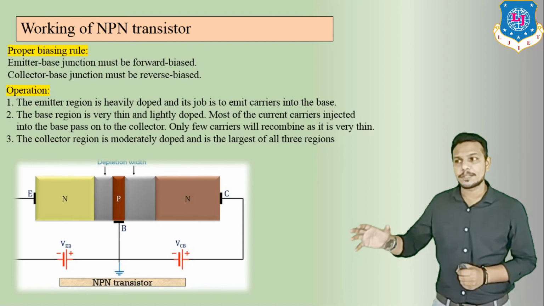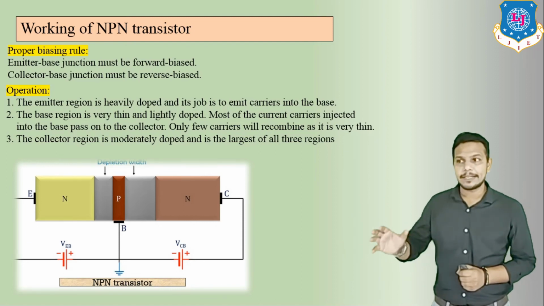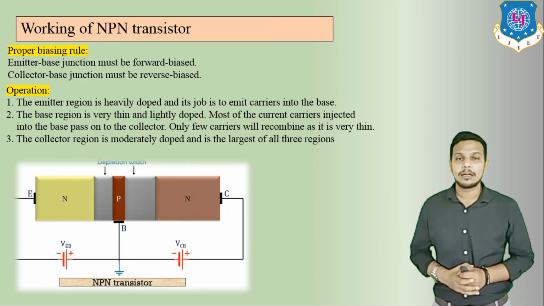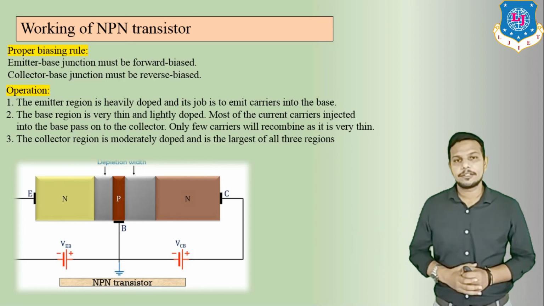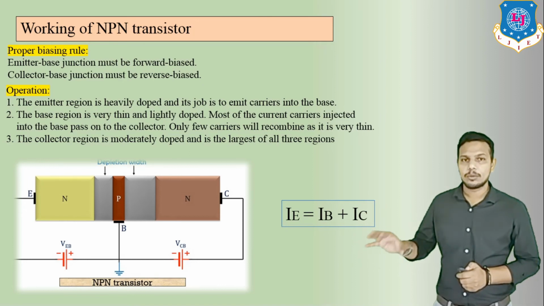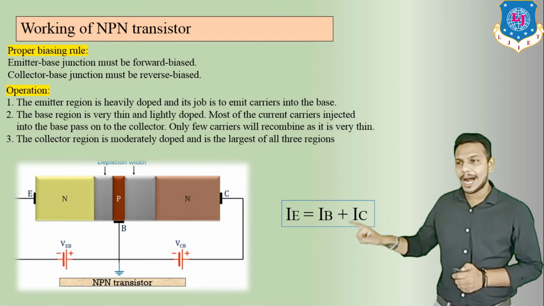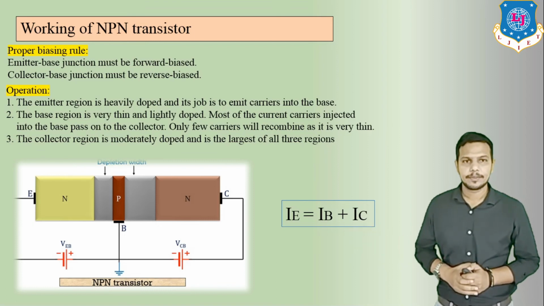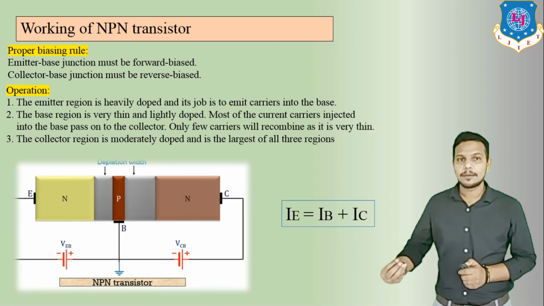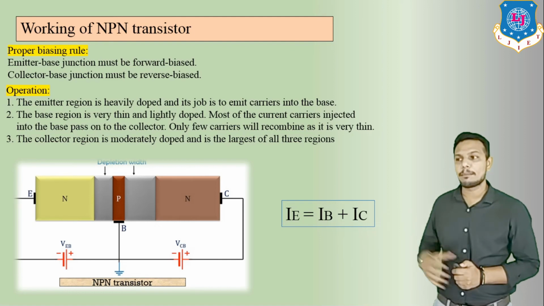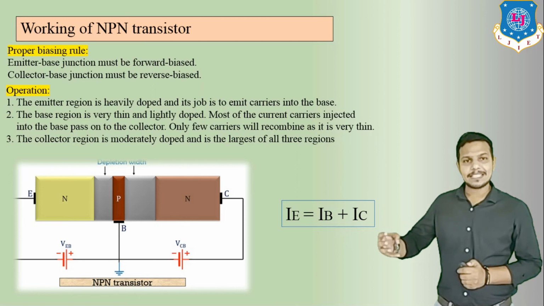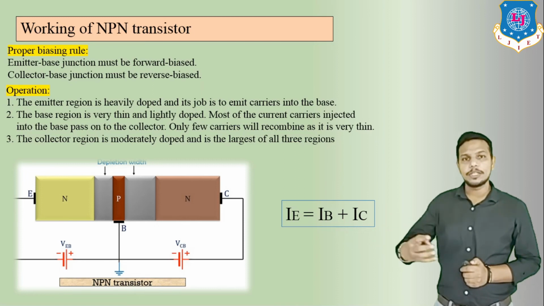The collector region is moderately doped and is the largest of these three regions, because a large number of electrons are gathered at the collector terminal. So after all, the equation will be IE equals IB plus IC. Here IE, the emitter current, is equal to base current plus collector current, because electrons flow from the emitter side to enter the base side and go to the collector side.